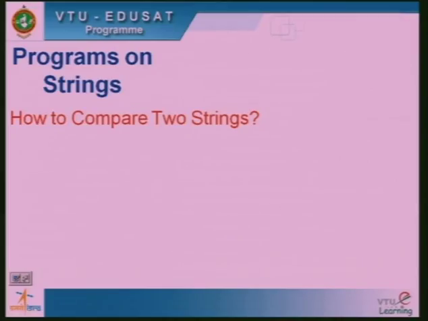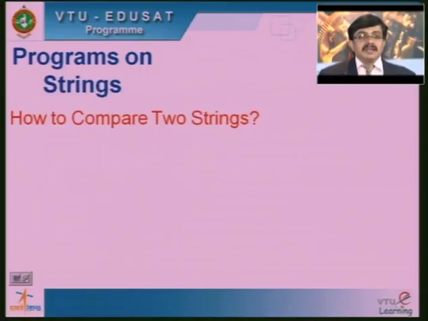Now let's consider another example. Another program: comparing two strings. How to compare the two strings? If you have two integer numbers, we can do the comparison with the relational operators, and we can say whether the first number is lesser than the second number, or greater, or equal, or not equal, something like that. But similarly we cannot perform the operations on strings, because string is an aggregate data type, right? Because it is an array.